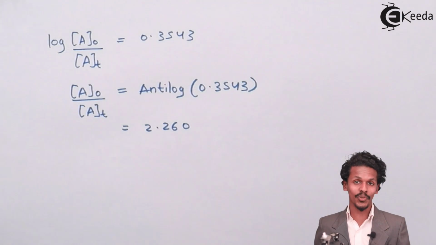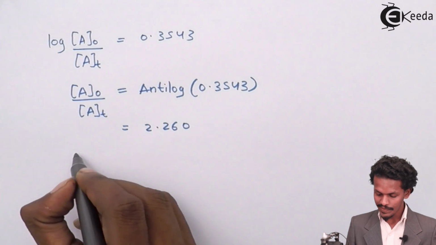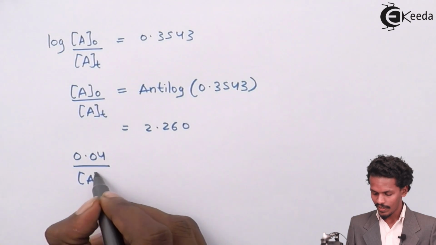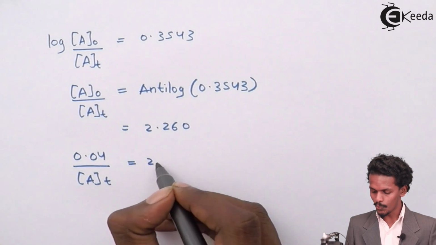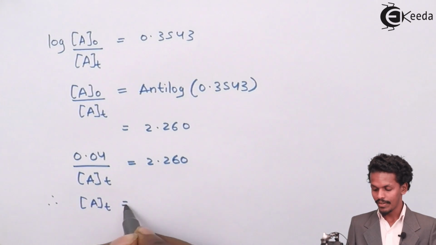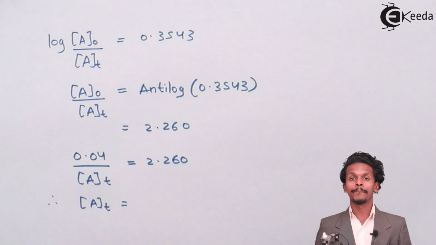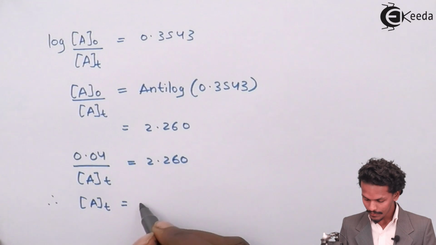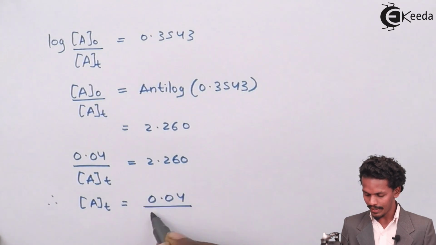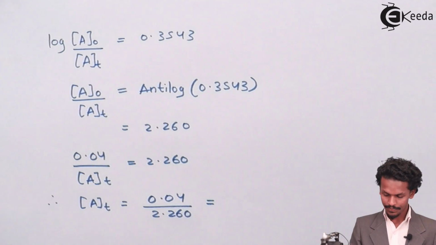So the value of A0 divided by At we have got as 2.260, and now we are free to substitute the value of A0. So the value of A0 is nothing but 0.04 divided by At is equals to 2.260. Therefore the value of At, or the concentration of reactant after time t, will be 0.04 divided by 2.260. And let us see what is the answer.